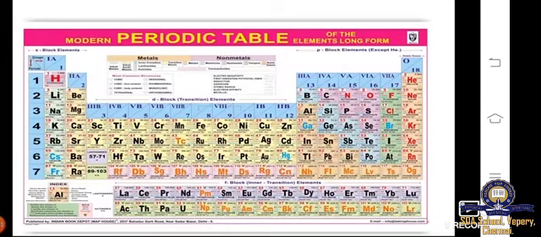Here you have a periodic table. All the elements have a number. Based on that number only they are arranged in the periodic table, in increasing order of atomic number.